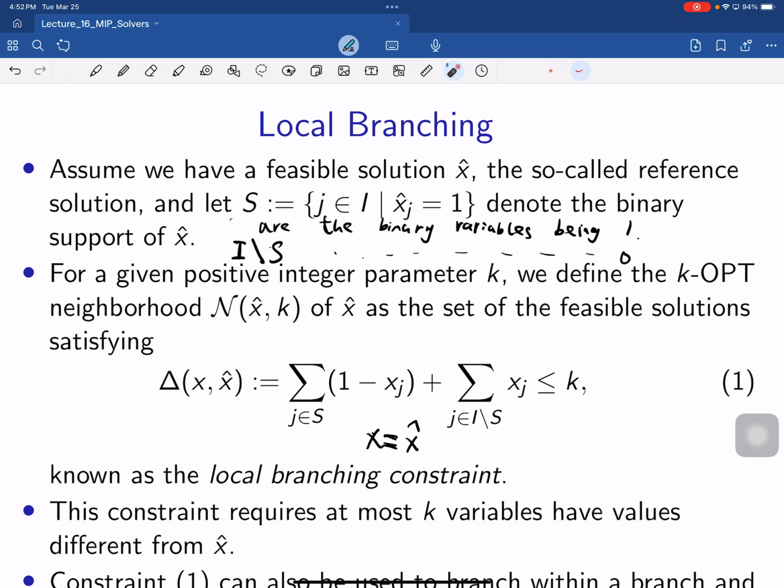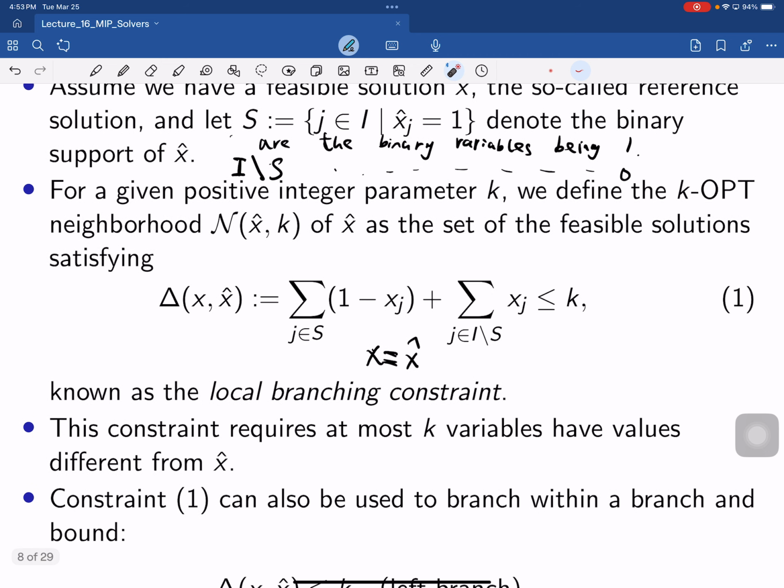Now, if you look at the left-hand side, whenever one of the binary variables changes compared with the original x hat, it will add 1 to the left-hand side, right? So if, let's say, one of these xj's changes from 1 to 0, then this term becomes 1. So the left-hand side essentially gives you the perturbations compared with x hat. That's why it defines a k-neighborhood of the original solution x hat. So this is known as a local branching constraint.